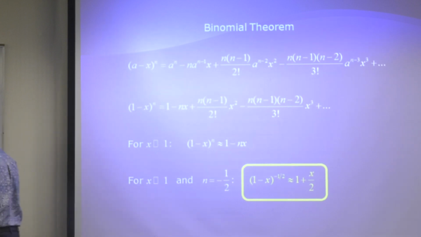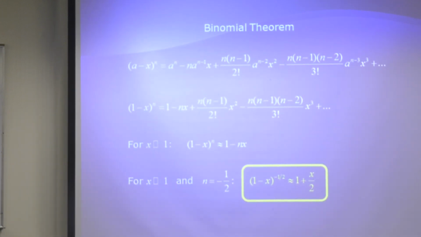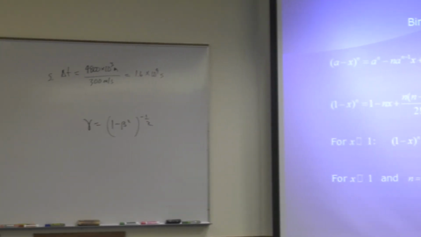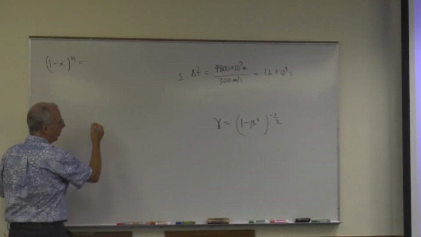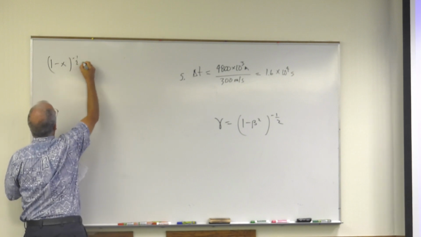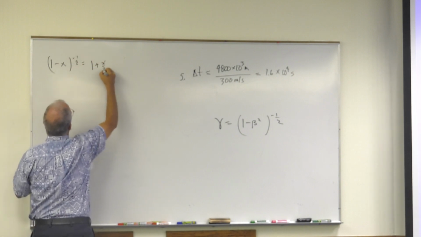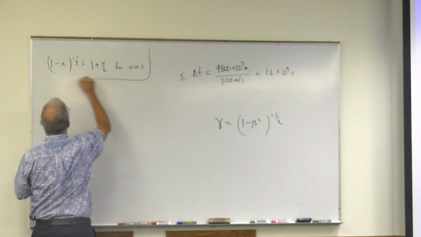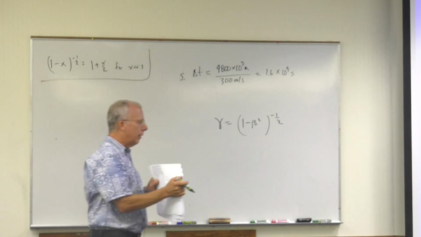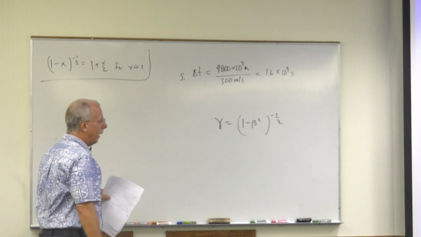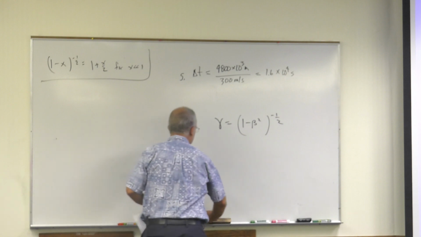So that's the math trick. The math trick is (1 minus x) to the minus 1/2 equals 1 plus x over 2. That's only true if x is tons less than 1. Now, you don't want to memorize it, but you ought to know how to use it, okay? So that's what we're going to use.